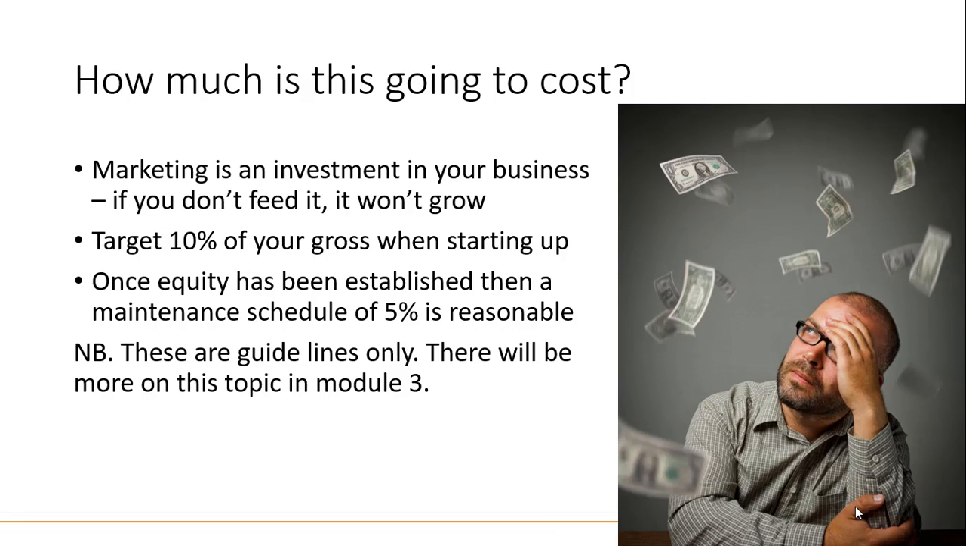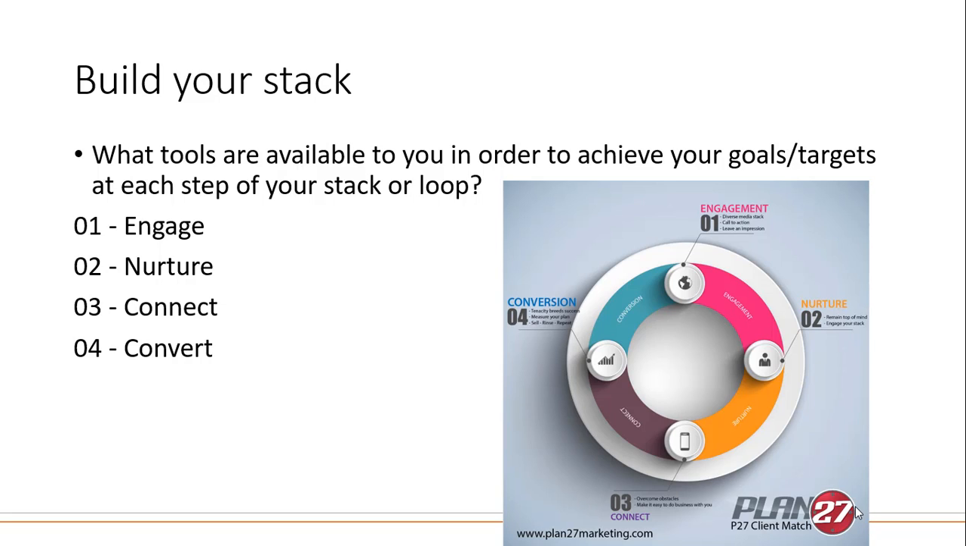So now we want to start thinking about building our stack. Again, I'm going back to my shameless plug and using my Plan27 loop here. I use this loop because I try to simplify it. It drives me crazy when people overthink marketing. They try to make it more complicated than it needs to be. Actually, you know who the biggest culprits for making marketing more complicated than it needs to be are? Marketers themselves. It doesn't need to be that hard.